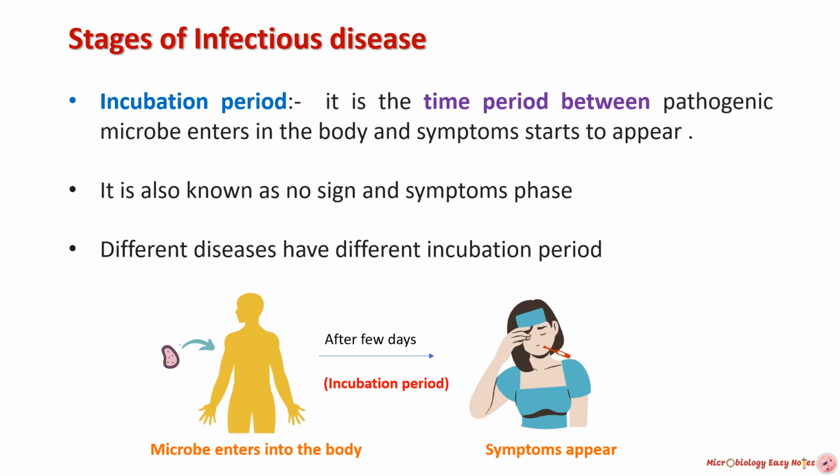Just now we understood progression of the disease, how disease takes place, what are the events involved in any disease. Now what are the stages of any infectious disease? The first stage is incubation period. It is the time period between pathogenic microbe enters in the body and symptoms starts to appear.